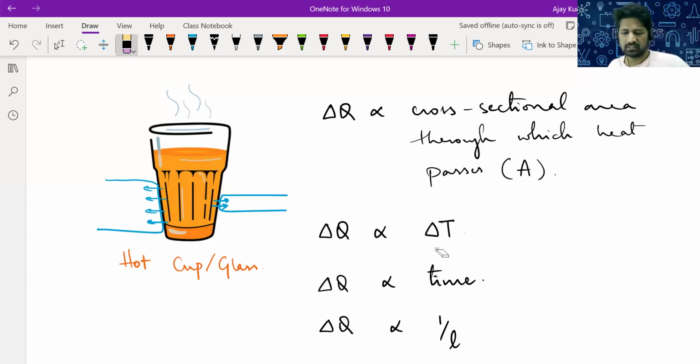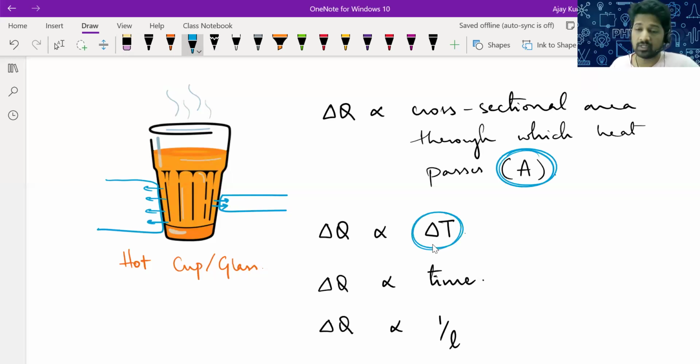So, putting all these factors together in one formula, the heat transferred is proportional to area of cross section, which is available for heat to get transferred. It's proportional to temperature difference. Now, we are using the symbol delta here, but don't mistake it for change in temperature. Here you should read this as difference in temperature.